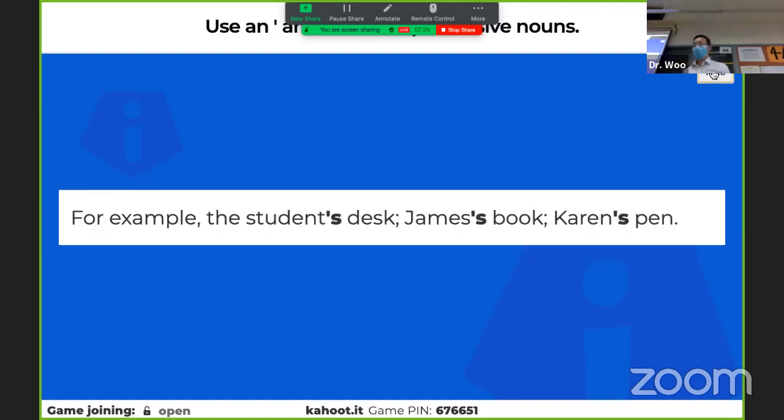Next. For example, the student's desk. Repeat after me. The student's. The student's desk. That means one student owns one desk. Repeat after me. James's book. Do you see James already has an S, but you add apostrophe S to show James owns a book. One James, one book. Repeat after me. Karen's pen. One Karen, one pen. Right?